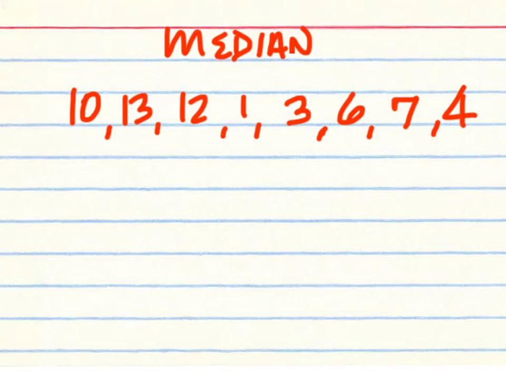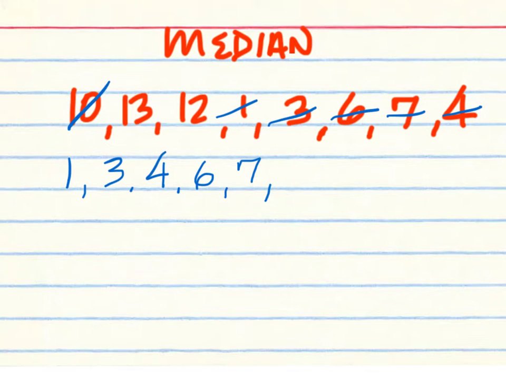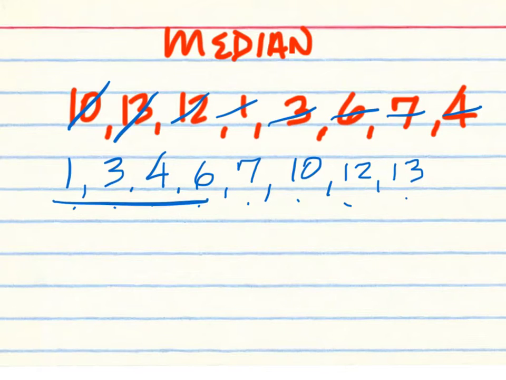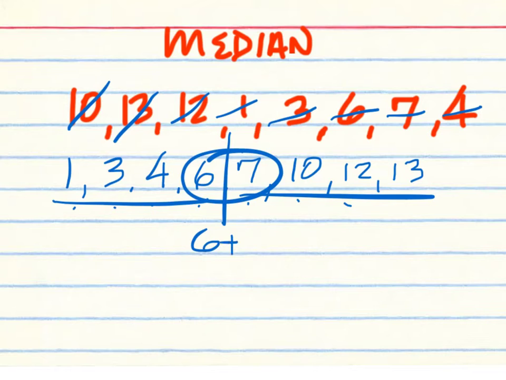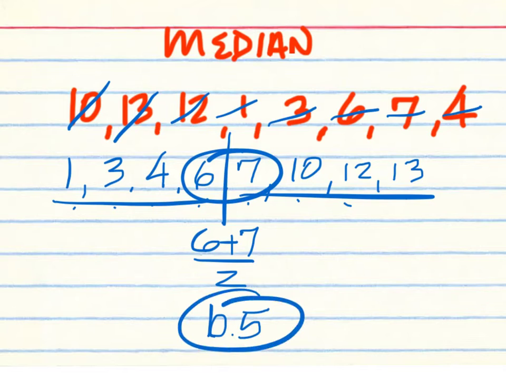Put the numbers in order from least to greatest. That would be 1, 3, 4, 6, 7, and then 10, 12, and 13. We have 1, 2, 3, 4, 5, 6, 7, 8 numbers, 4 on each side. Add the middle 2 together and divide by 2 to get 6.5.